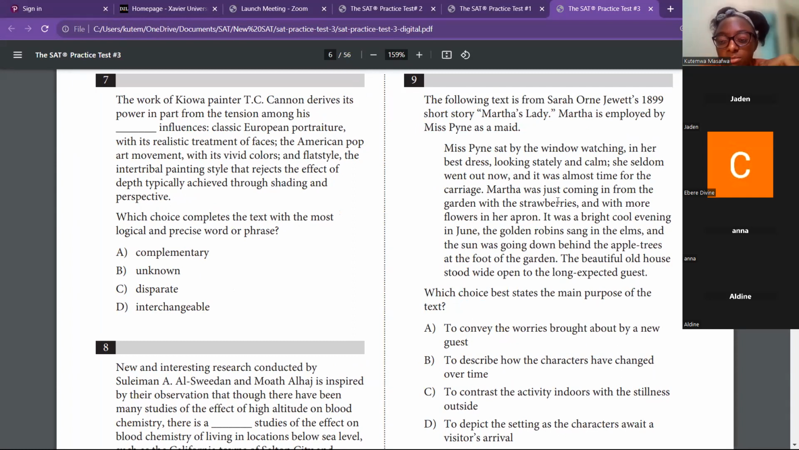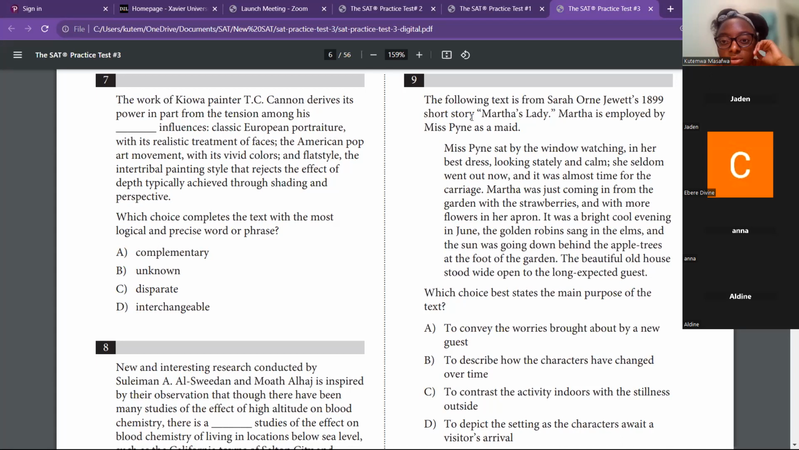Miss Pine sat by the window watching in her best dress, looking stately and calm. She seldom went out now, and it was almost time for the carriage. Martha was just coming in from the garden with the strawberries, and with more flowers in her apron. It was a bright, cool evening in June. The golden robins sang in the elms, and the sun was going down behind the apple trees at the foot of the garden. The beautiful old house stood wide open to the long-expected guest.